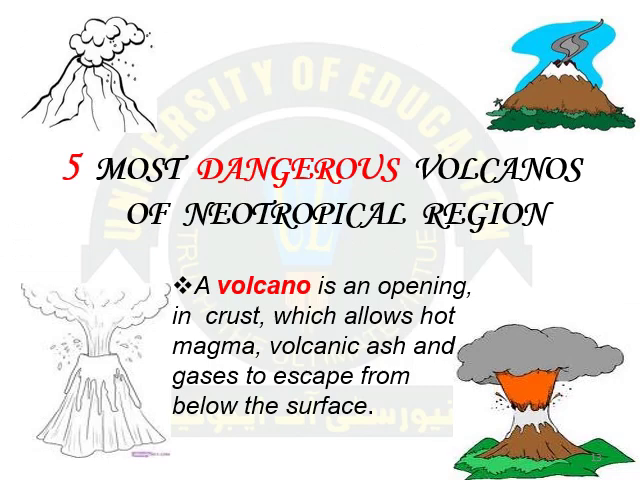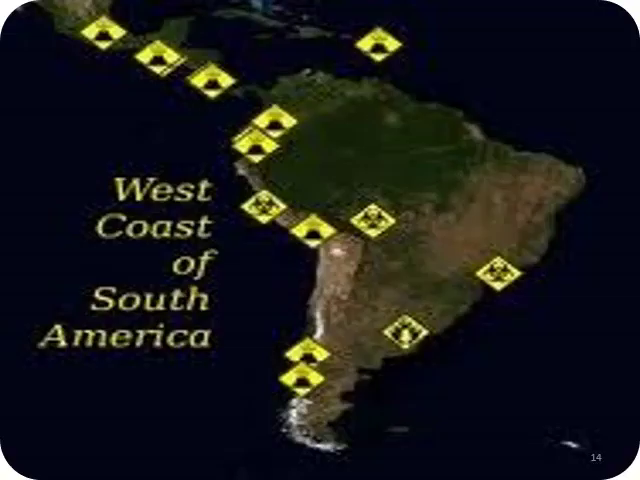Five most dangerous volcanoes of Neotropical region. First of all, what is a volcano? A volcano is an opening in crust which allows hot magma, volcanic ash and gases to escape from below the surface. In this map, you can see the yellow highlighted areas represent the location of different volcanoes in Neotropical area.